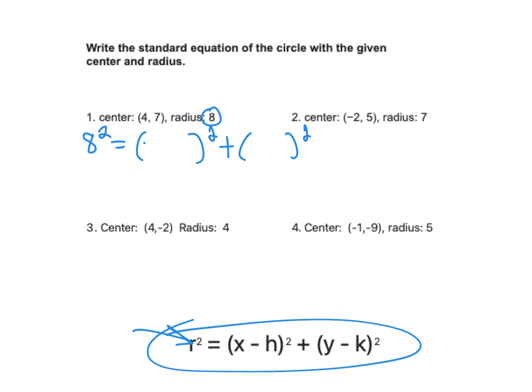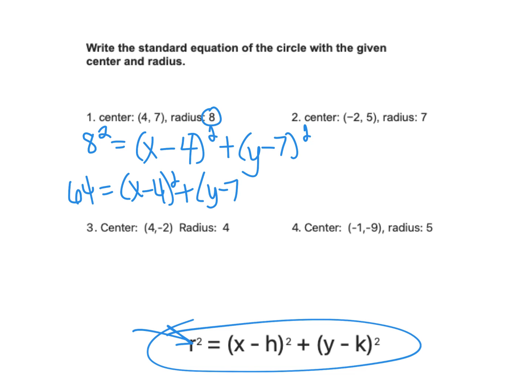Okay, always x is first, y is second. I have positive 4 and positive 7. If they are positive, that means I'm going to have x minus 4, y minus 7. And so technically, like on the class kick, what you would want to write is 64, because you want to go ahead and square that radius, is x minus 4 squared plus y minus 7 squared.